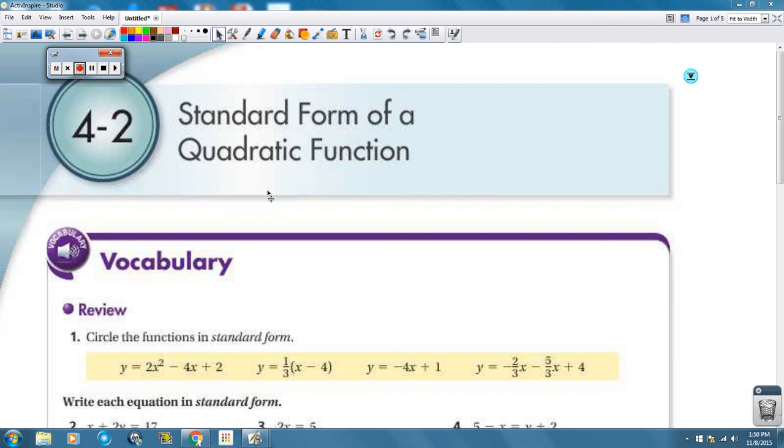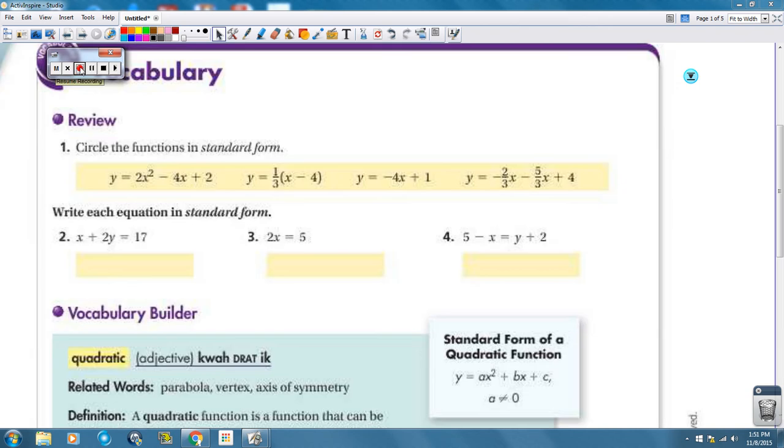All right, welcome everyone. This particular lesson is on the standard form of a quadratic function, so let's begin. The first thing we're going to do is start off by reviewing our vocabulary. As you know, our goal is vocabulary acquisition, so this is very important. All right, everyone. So there's our vocabulary.